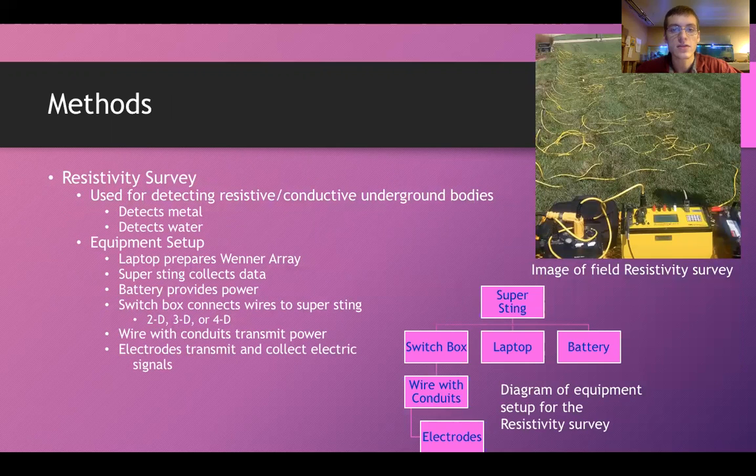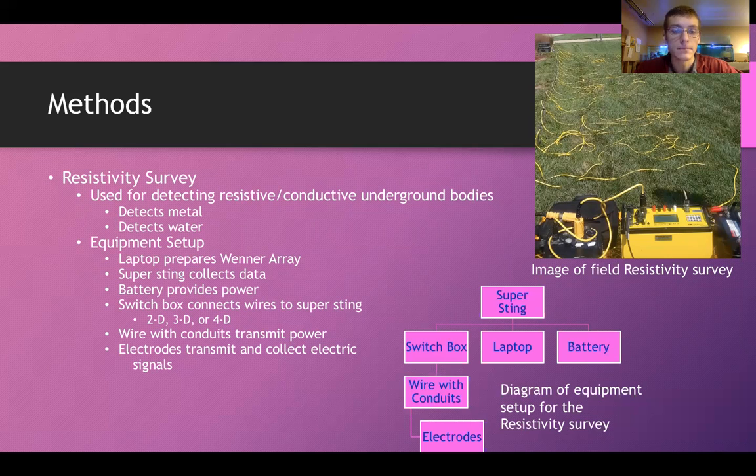I used two surveys on this project, and the first survey I used was a resistivity survey. The resistivity survey was used to detect the resistive or conductive underground bodies on this hillside. I knew that if I could detect metal or water using this survey, I would be able to come up with one of my conclusions. The resistivity survey was great for detecting metal and water because both are conductive bodies. So if I found something that was highly conductive, I knew that I would be able to detect the pipes coming through the hillside.